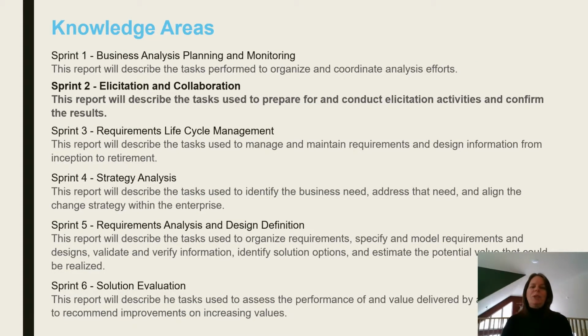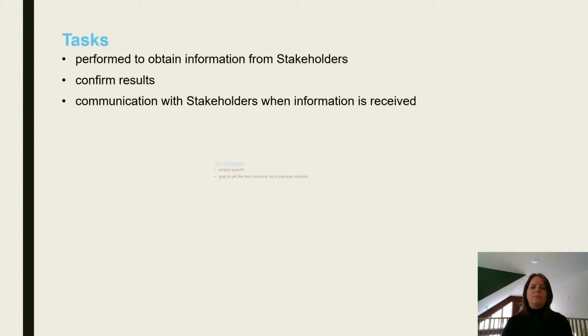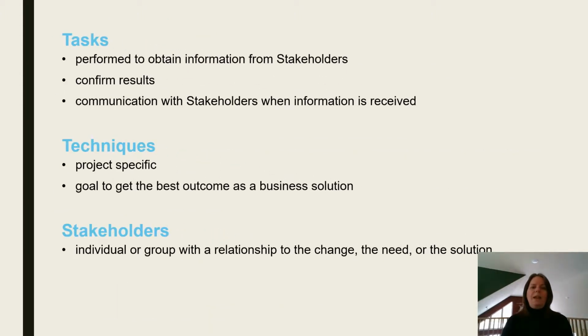We just completed Sprint 2, elicitation and collaboration. This report describes the tasks used to prepare for and conduct elicitation activities and confirm the results. The tasks for this knowledge area are to perform and obtain information from stakeholders, confirm the results, and communicate with stakeholders when information is received.